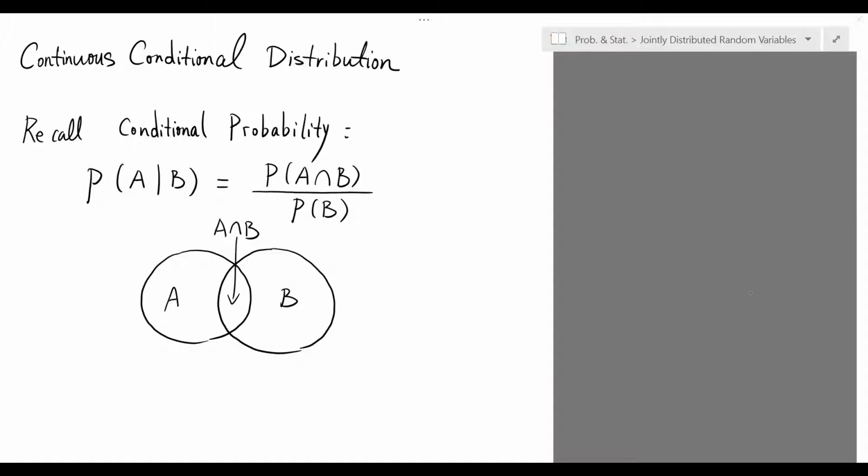The conditional probability of the event A on the condition B is defined as the quotient between the probability of A intersecting B over the probability of B. We use the Venn diagram to illustrate this idea. Basically, the conditional probability of A on B is talking about how much A is contained in the event B.